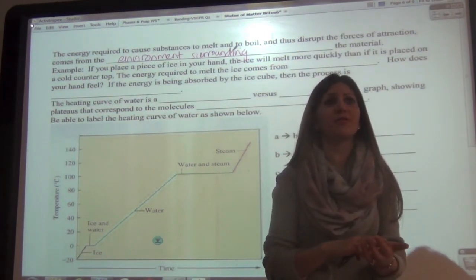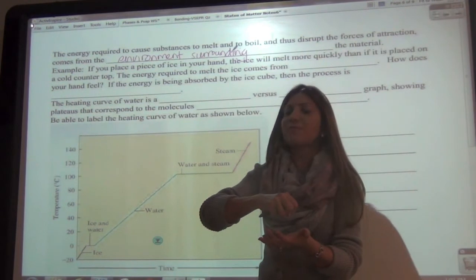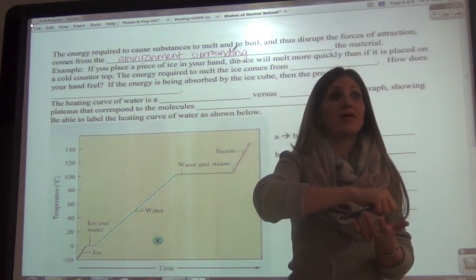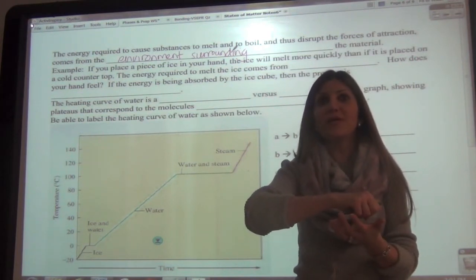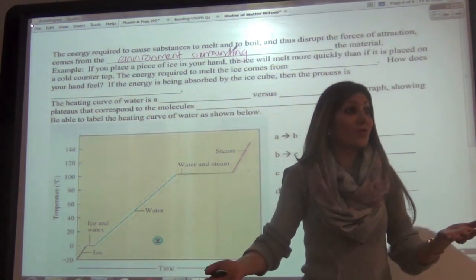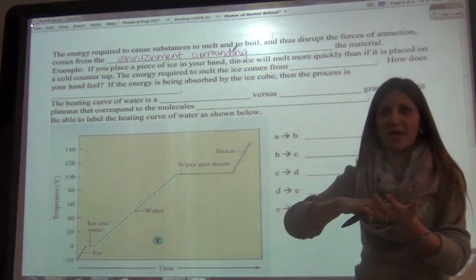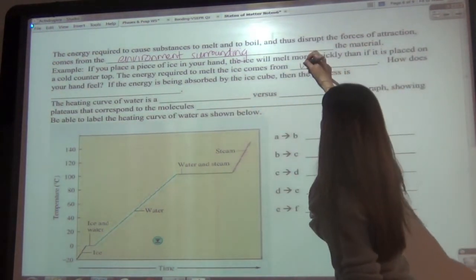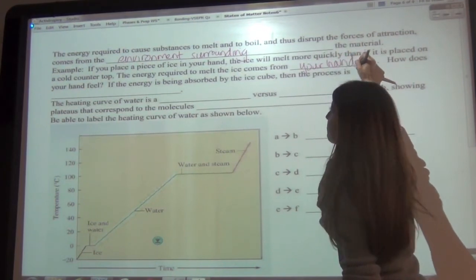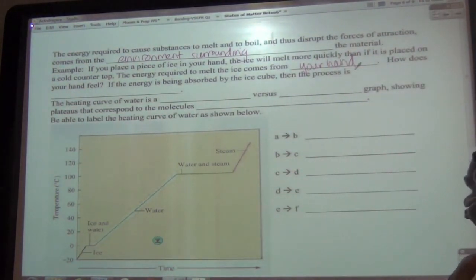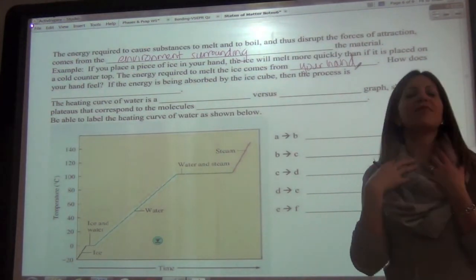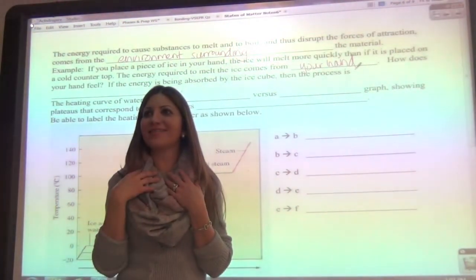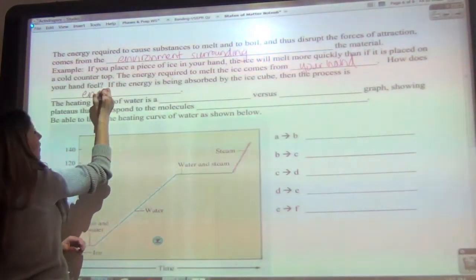Why does your hand get cold? It's taking your energy away from you. And when it takes the energy away from you, what happens to those molecules? They're able to turn from solid into liquid, which is what we call melting. Okay? And so the molecules now are able to flow past one another, and so you can get melting to happen. So the energy required to melt the ice is just going to come from your hand. It's coming from you. How does your hand feel? We said it feels cool. If the energy is being absorbed by the ice cube, then what do you call the process? It's taking your energy away and absorbing the energy. We say that's endothermic. Awesome. We call that endothermic.